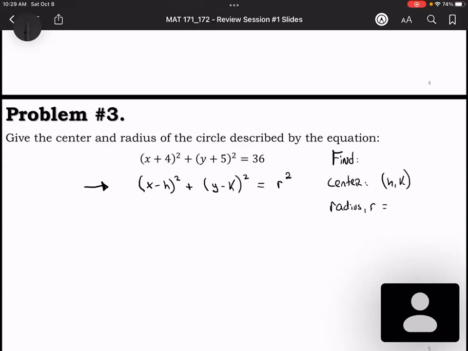So looking at the given equation versus our formula, can you do some sort of rewrite so that way you can determine the center point and your radius? Yes, you can. You could do some sort of rewrite. Abu, what's the, how can I rewrite this?